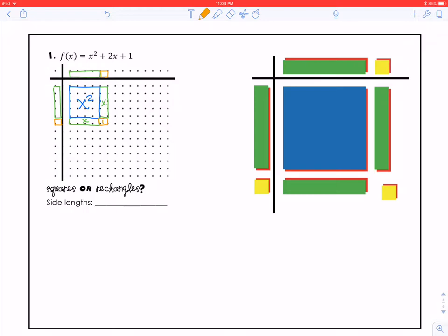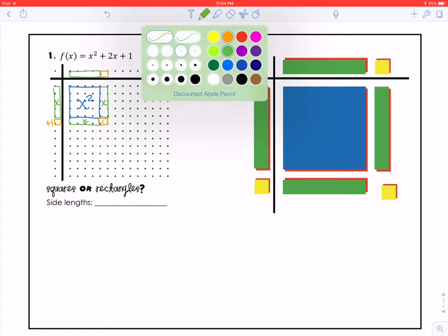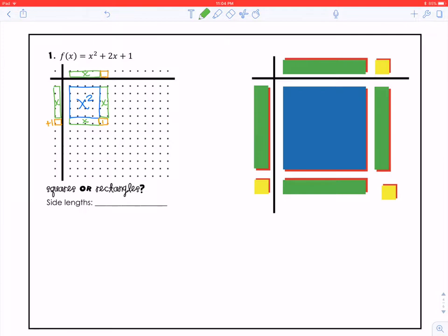Now let's think about what are the dimensions. My length is x plus 1, and my width, since I built a square, is also x plus 1. Okay, so let's see. We built a square, so go ahead and circle that, and then give me the side lengths. This would be f of x is equal to x plus 1 times x plus 1.